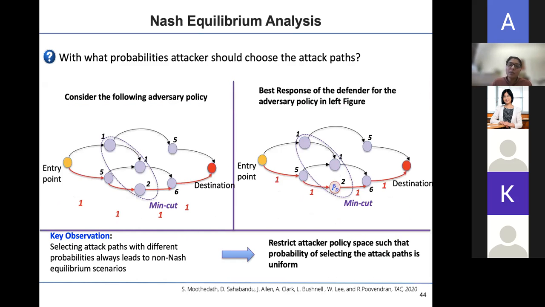So again, the observation is that if the adversary is choosing the attack paths with different probabilities, it always leads to a non-Nash equilibrium scenario. So the goal is to restrict the policy space for the attacker in such a way that there is uniform probability across all the paths.